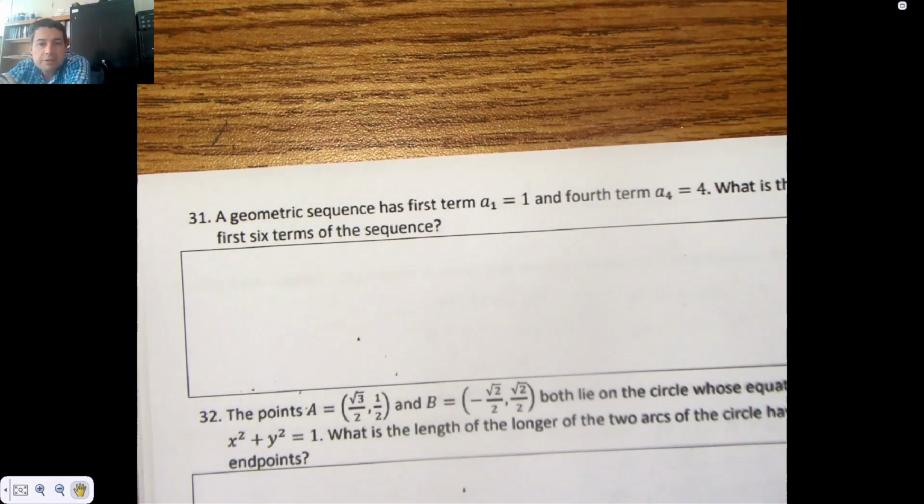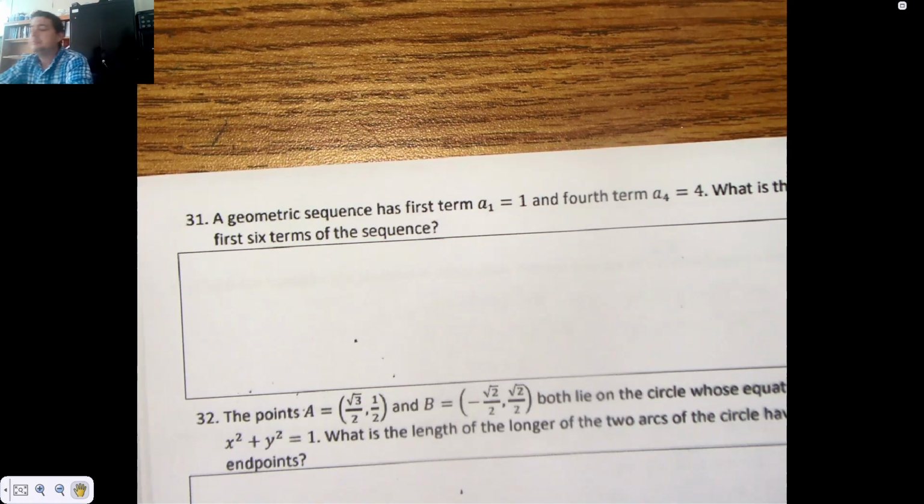A geometric sequence has first term a sub 1 equals 1 and fourth term a sub 4 equals 4. What is the sum of the first 6 terms of the sequence? I can think of 3 kids who have this form down.